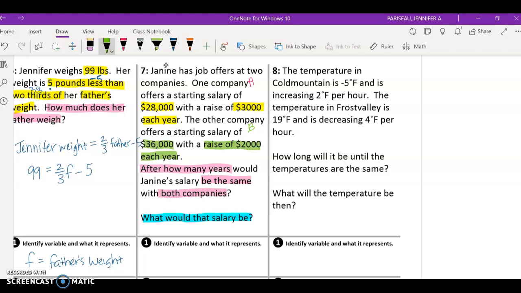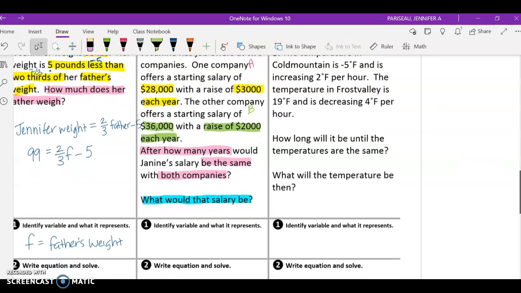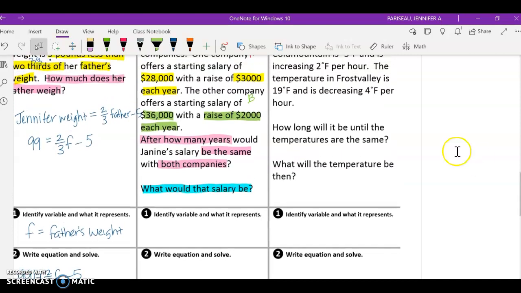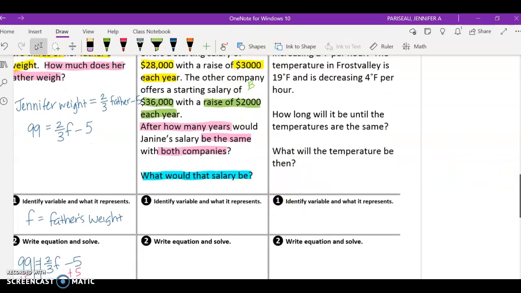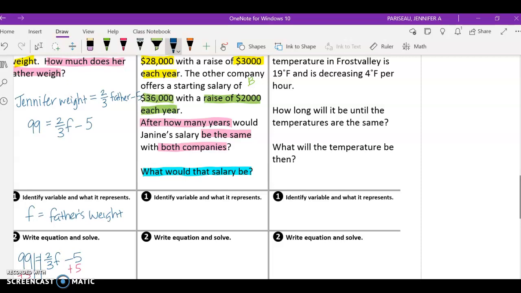All right, well, the first thing that we're trying to find is, after how many years will they be the same? So before I even jump down into my variable here, I'm going to take a look at this. So kind of trying to squeeze this in here. If I'm going to write my equation, before I even get to an equation, I'm going to write an expression to represent company A and company B. So company A, she's going to get $28,000 plus $3,000 for every year she's there. So we're going to use Y to represent the number of years she's at that company.